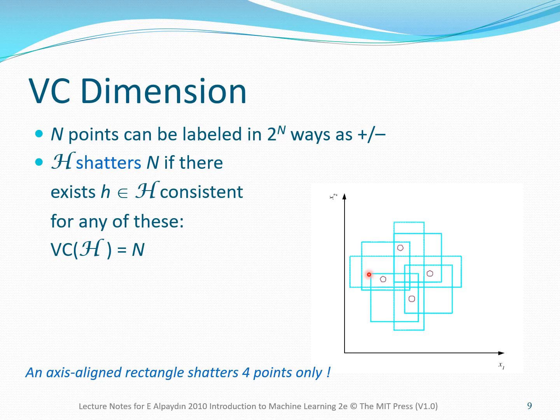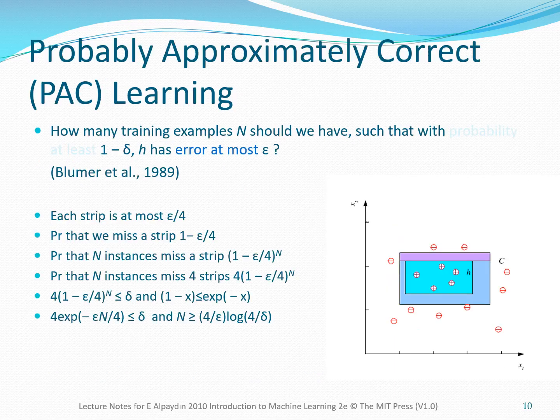For example, 4 points placed on a line cannot be shattered by rectangles. However, we cannot place 5 points in 2 dimensions anywhere such that a rectangle can separate the positive and the negative examples for all possible labelings.